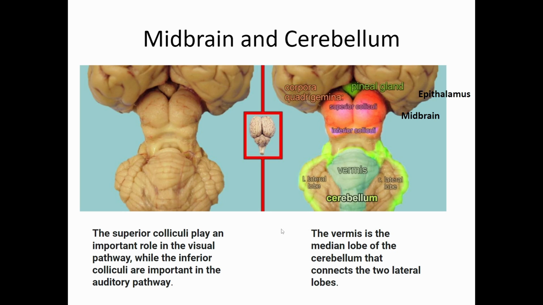We can also see some labeling for the cerebellum here, and there is a medial lobe that is going to connect the two lateral lobes, and that medial lobe with the transverse or side-to-side fibers is known as the vermis.